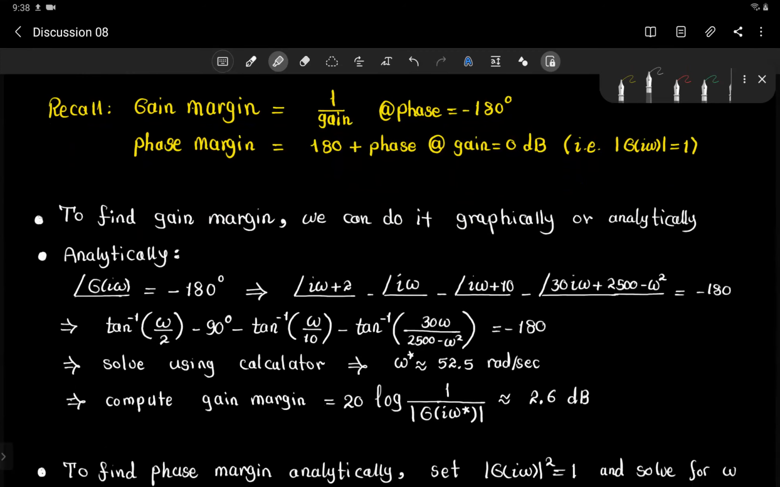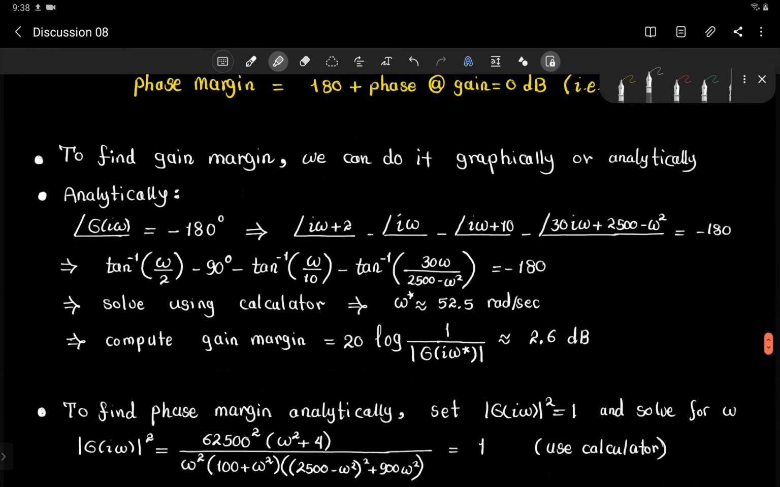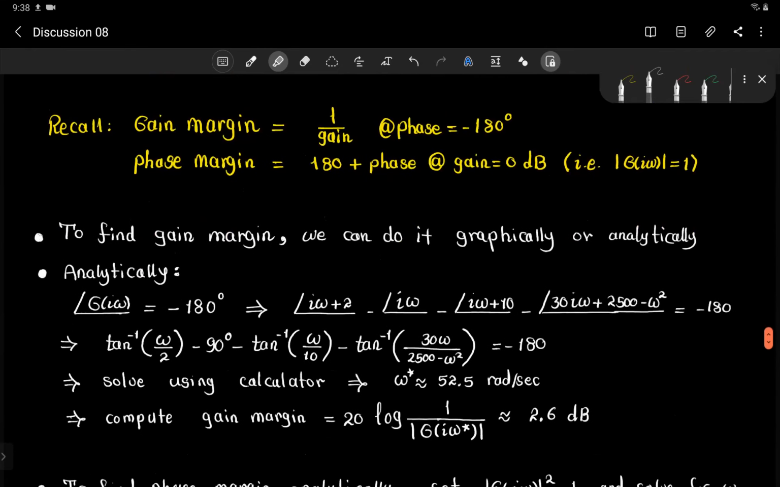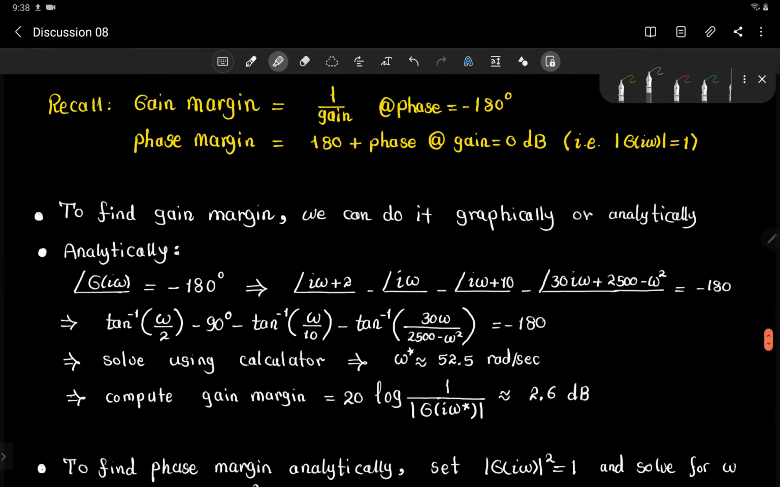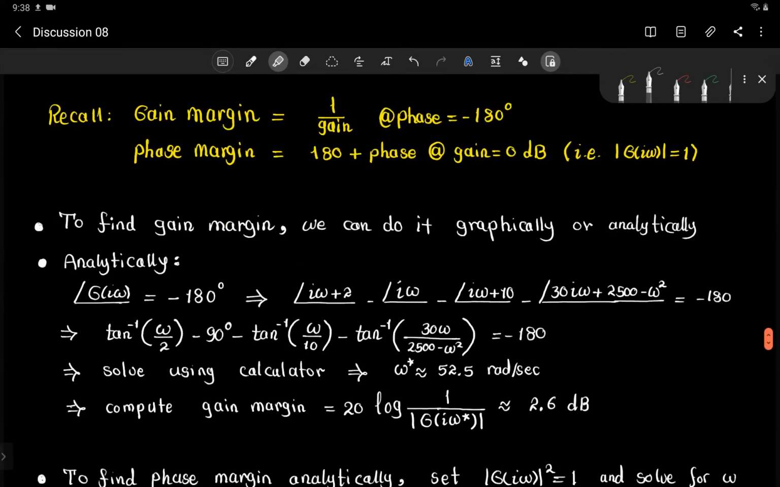But we can also read them off immediately from the Bode diagram, or we can compute them analytically. To compute them analytically, we first need to find the frequency at which the phase is equal to negative 180 degrees. Then we compute the gain at that particular frequency, and the gain margin will be 1 over the gain. And then for the phase margin, we need to solve for the frequency at which the gain is equal to 0 decibels. So let's start with the phase.